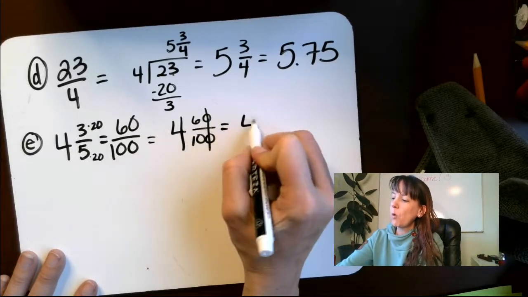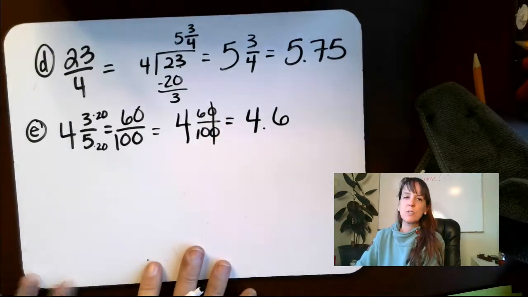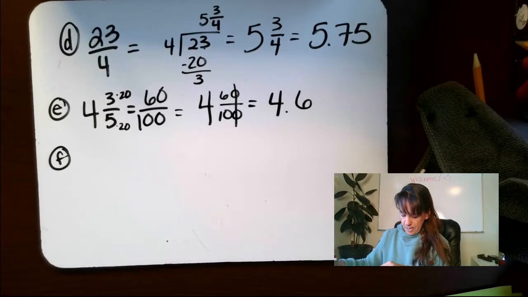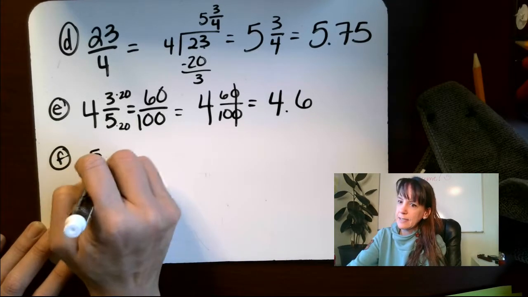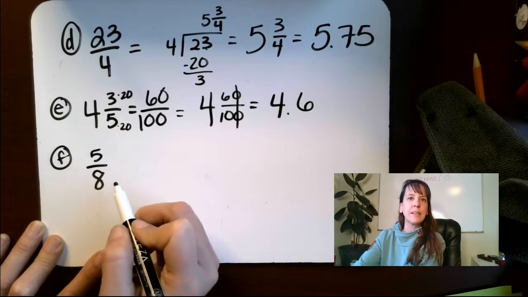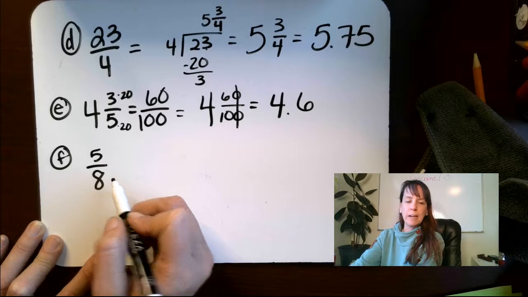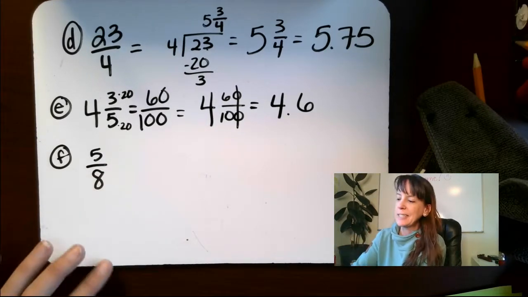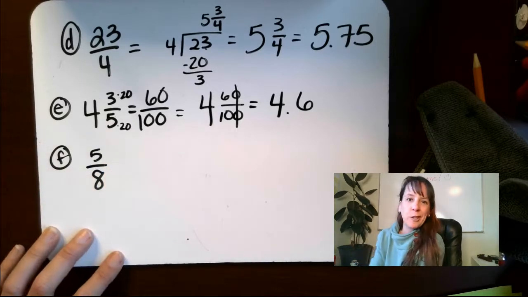6/10 means we get 4 and 6/10, just like that. Let's do F here. We have 5 over 8. This one doesn't end in a multiple of 100, so we can't do our easy peasy way of doing this. We're actually going to have to do long division.